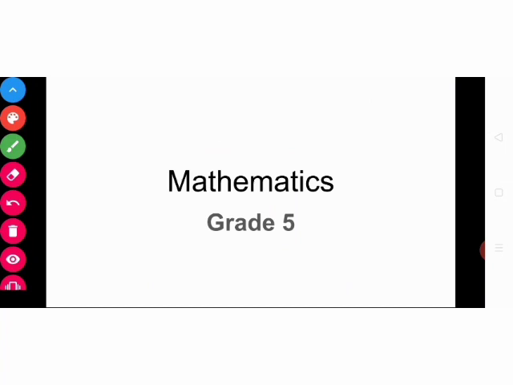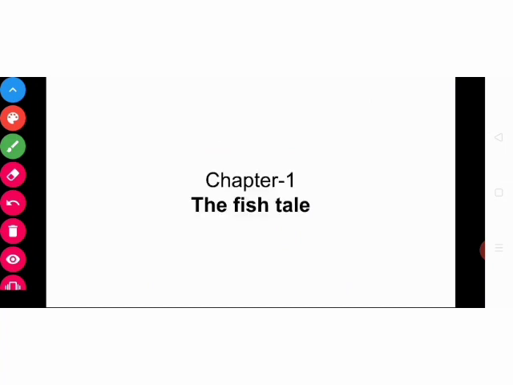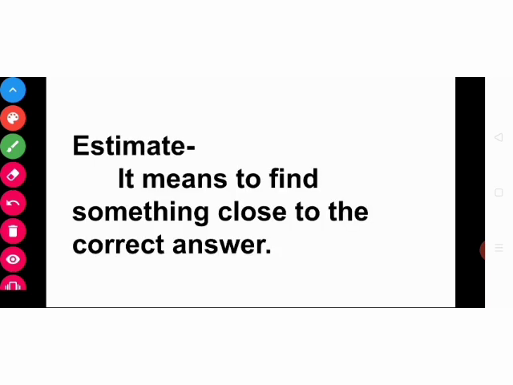Welcome to math class, grade 5, chapter 1, the fish tail. Today we are going to see the topic about estimation. What is meant by estimation? It means to find something close to the correct answer.